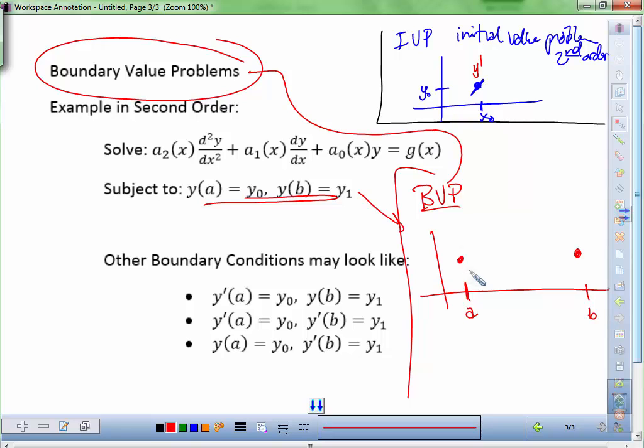Because there's a possibility that you can't have a solution that would connect these two things and satisfy the differential equation. Not only does it not guarantee a solution, but if you come up with a solution, it's not guaranteed to be unique, which is to say that there might be more than one. There might be 5 solutions.